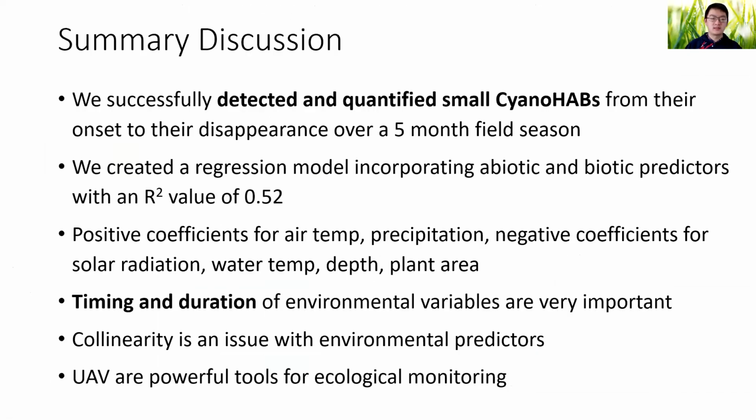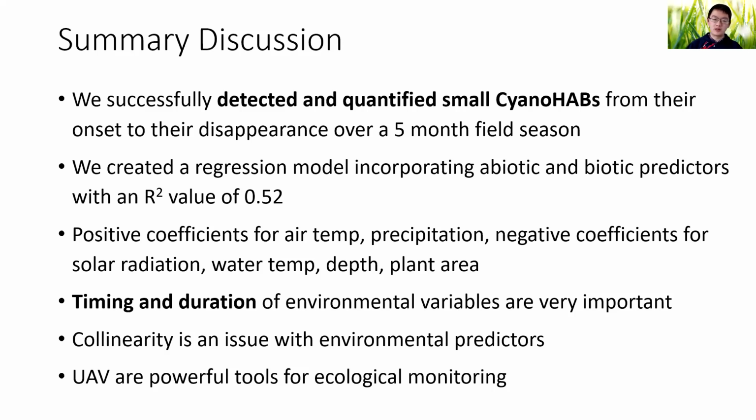So in summary, we successfully detected and quantified some small CHABs from their onset to their disappearance over a 5-month field season. We created a regression model incorporating abiotic and biotic predictors with an R-square value of 0.52. We found positive correlations for air temperature, precipitation, and negative coefficients for solar radiation, water temperature, depth, and plant area.